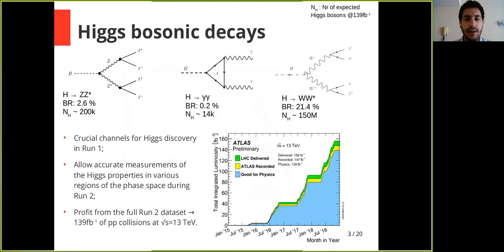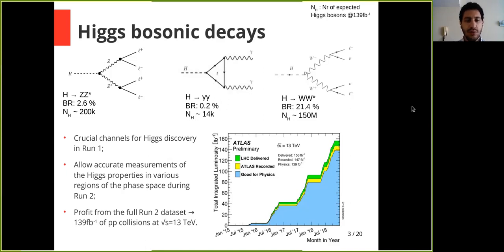Among the many Higgs decays, let's focus now on the three bosonic channels. So we have the Higgs decay to Z bosons, the Higgs decay to photons, and the Higgs decay to W bosons. You can notice that the diphoton decay cannot be described with a point-like vertex like the other two, because the photon is massless. So in order to happen, this interaction must involve a particle loop.